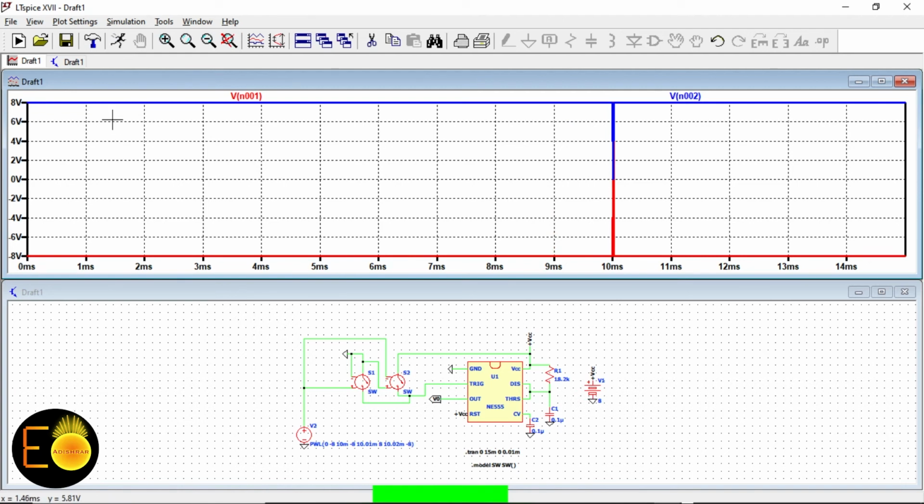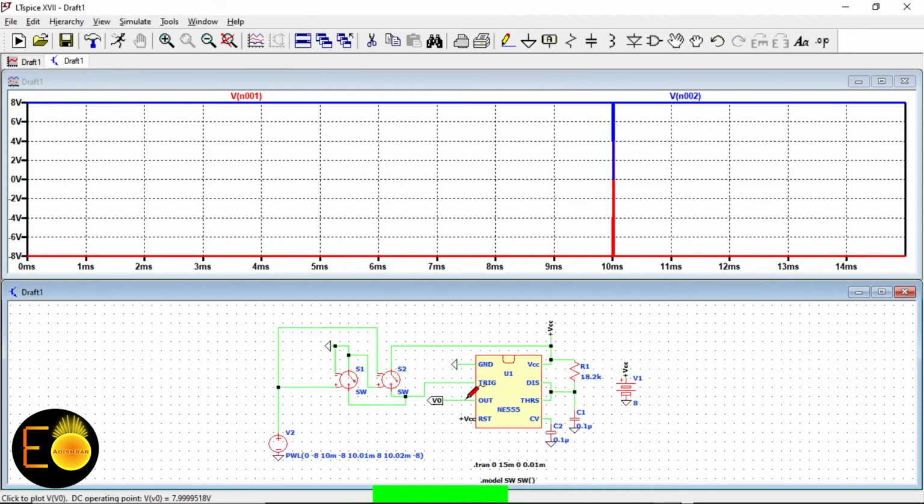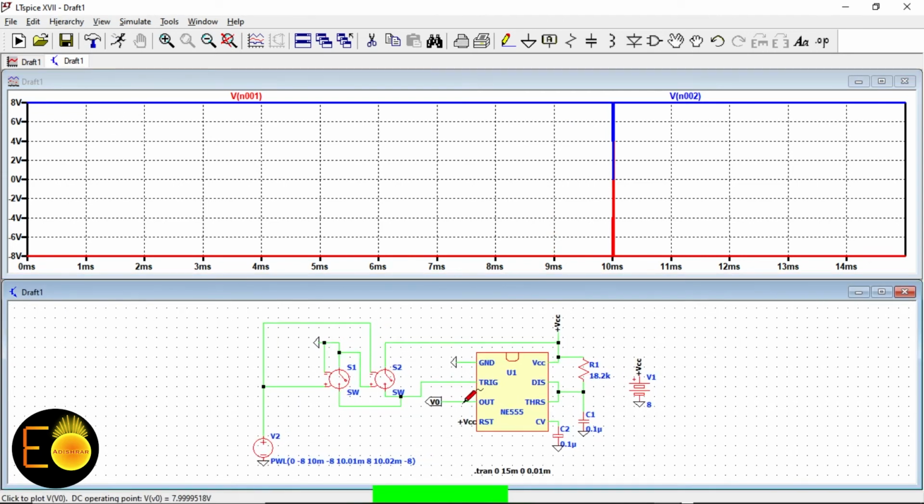Now I'm going to get the output. Let's see. Look here. This output is coming for exactly 2 millisecond, because at 10 millisecond the trigger gets applied, and the quasi-stable state, the duration over which the output remains high, ends at 12 milliseconds. So basically I am getting a 2 millisecond window. And now let's see what the capacitor voltage will be.